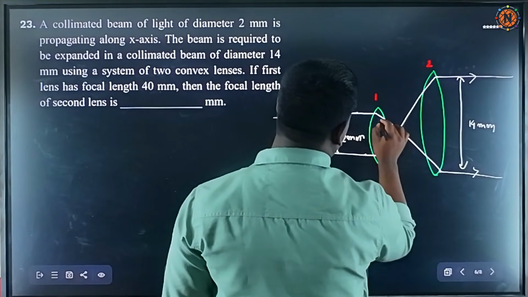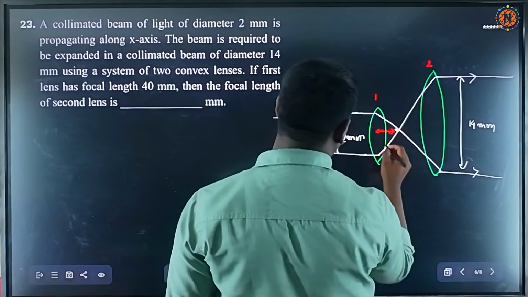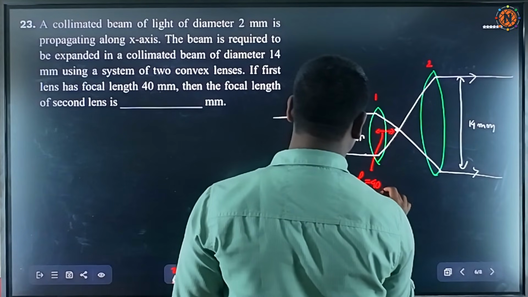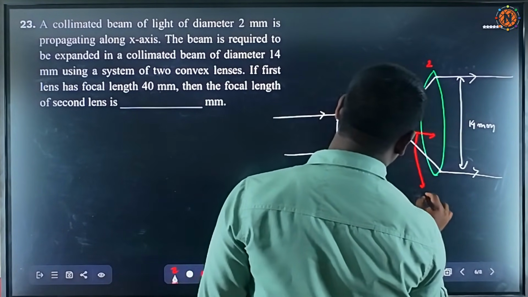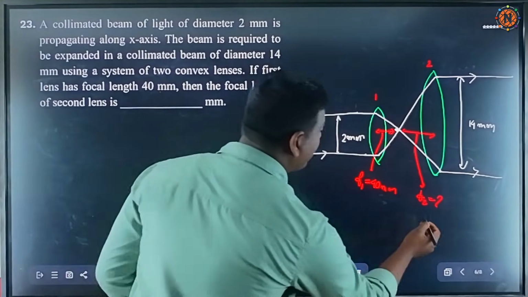The focal length means this distance is called the focal length. Yes or no? This focal length f1 is given. How much? F1 is given as 40 mm. We need to find the focal length of this lens, means we need to find f2 equal to how much? So here we need to find the focal length f2.